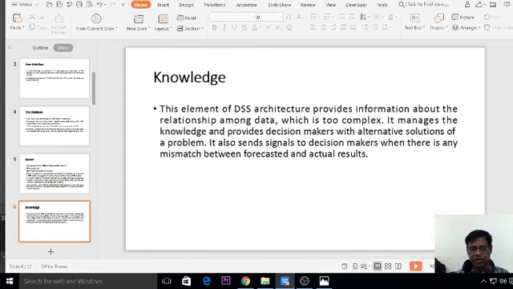It also sends signals to decision makers when there is any mismatch between forecasted and actual results. So if you are finding out through the alternative decisions, sometimes there may be a chance of mismatch. If it is mismatching between the forecasted, it will take the best suitable actual results.